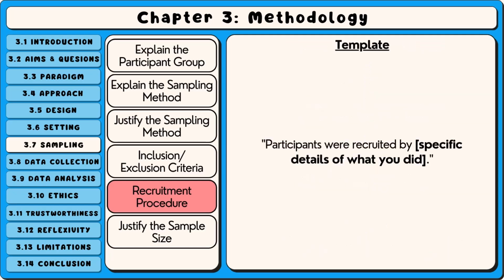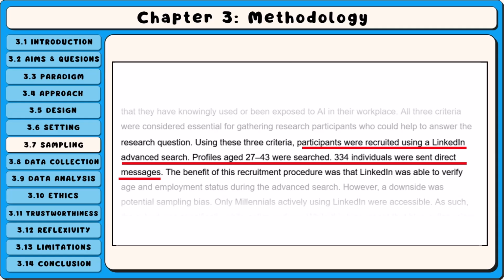Here's a template. Participants were recruited by, and then outline the specific details of what you did. Here's a sample. Participants were recruited using a LinkedIn advanced search. Profiles aged 27 to 43 were searched. 334 individuals were sent direct messages.